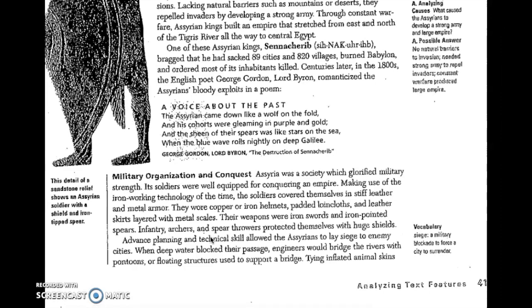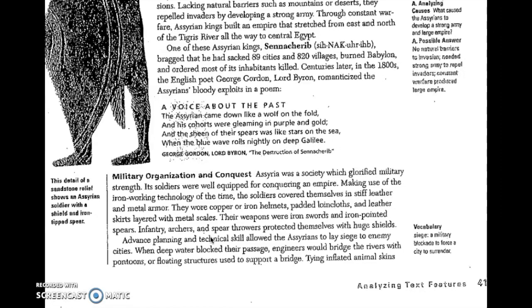Military organization and conquest. Assyria was a society which glorified military strength. Its soldiers were well equipped for conquering an empire, making use of the ironworking technology of the time. The soldiers covered themselves in stiff leather and metal armor. They wore copper or iron helmets, padded loincloths, and leather skirts layered with metal scales. Their weapons were iron swords and iron-pointed spears. Infantry, archers, and spear throwers protected themselves with huge shields.